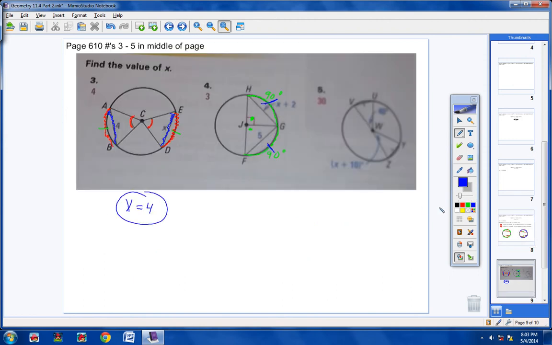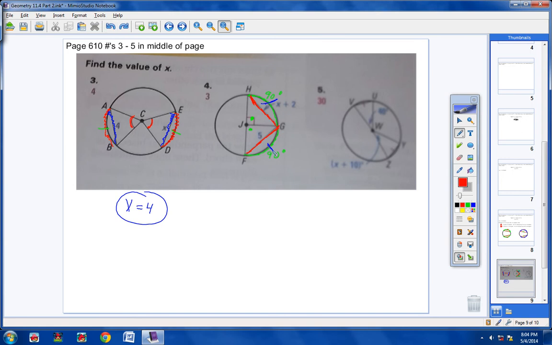So I'm going to change colors here. This chord right here is the chord that forms this arc right here. And this chord right here is the chord that forms this arc right here. So those two chords have to be congruent because their arcs are congruent.